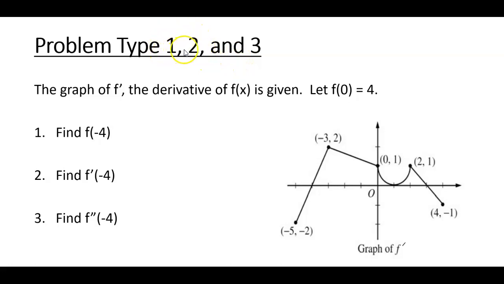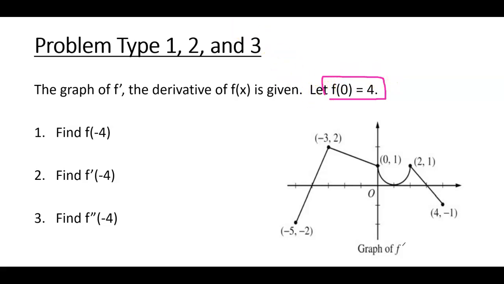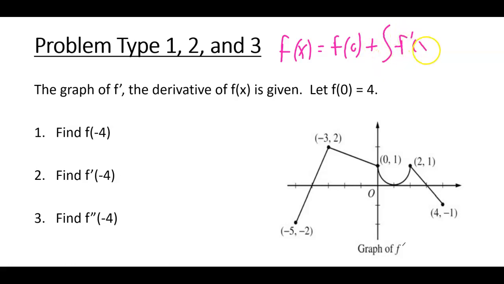All right, so like I said, we're going to go through those first two types right now. So as you can see, I've been given a graph of a derivative, and they're giving me an initial condition. All right, and as I mentioned, a lot of times when you have that, you might as well just start right off the bat by creating the equation that I told you. So f of x is going to be equal to f of 0, the starting value, plus the integral of the derivative from your starting value to your ending value.